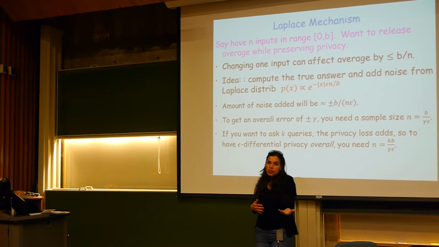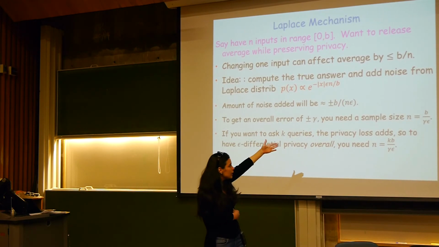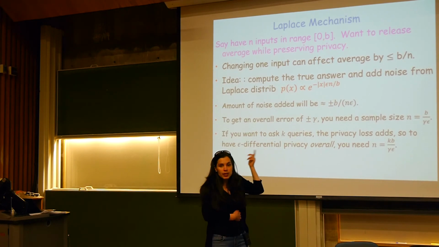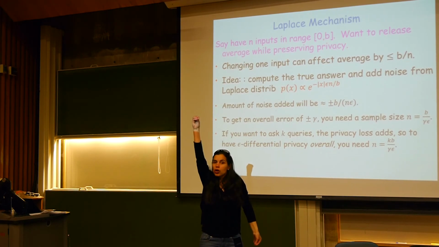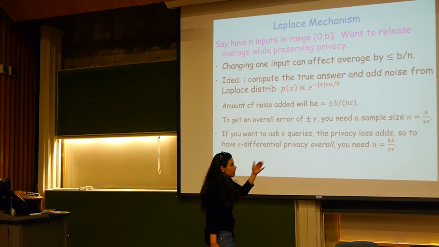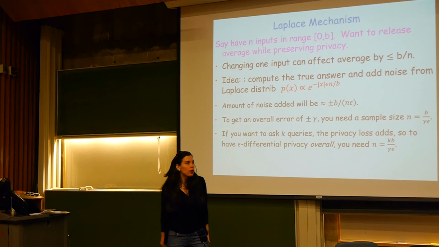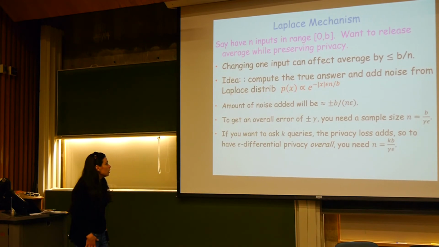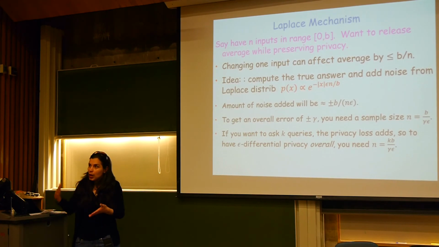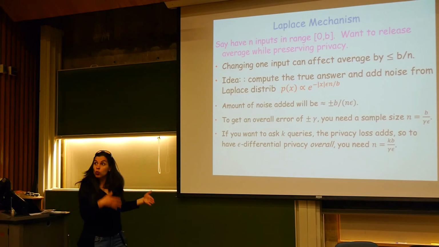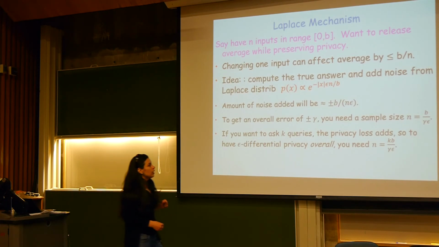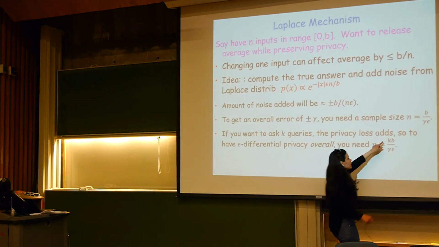If we go through the computation, we can argue that in this specific case, we're going to need b over gamma times epsilon samples, where b is the range of the query, epsilon is the differential privacy parameter, and gamma is the desired utility. This is for one query. It turns out that differential privacy has some composability properties. If I then want to ask k queries, the number of examples I'll need increases by a factor of k.